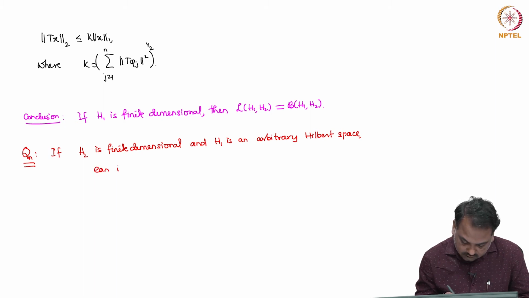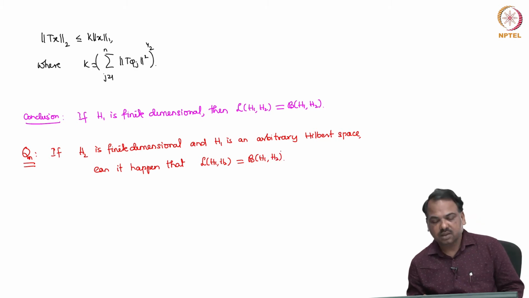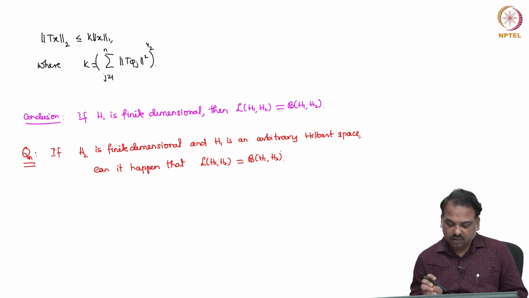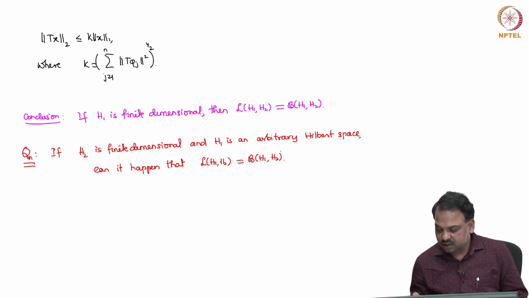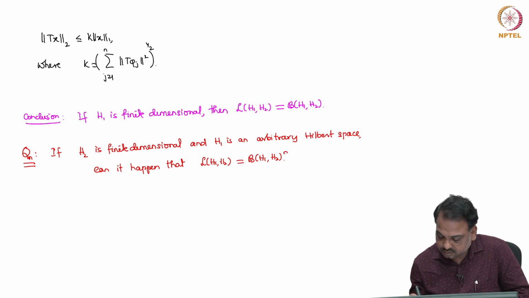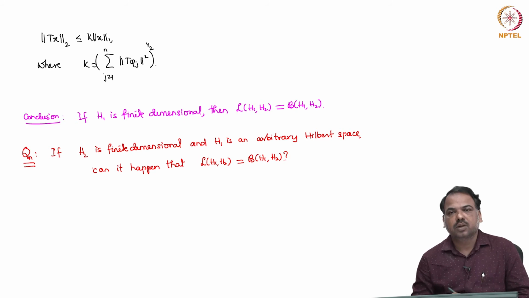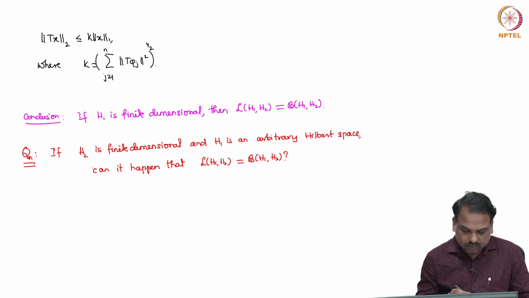and H1 is an arbitrary Hilbert space, can it happen that L of H1, H2 is exactly B of H1, H2? In other words, can we say that a linear map defined from H1 into H2, where H2 is a finite dimensional Hilbert space, is bounded or not? In general this is not true.